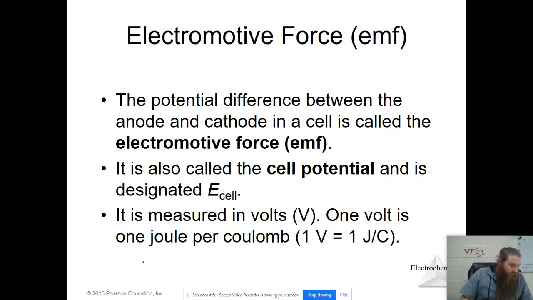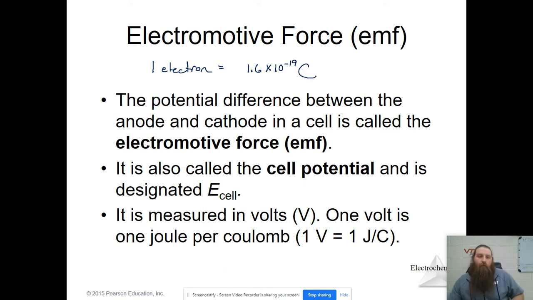One other thing that comes from this that's fairly important is that we need to know what an electron is. So 1 electron, just by itself, is 1.6 times 10 to the negative 19th coulombs. All right, so there we go. Lots of different things to write down to have just in case you need to reference them.